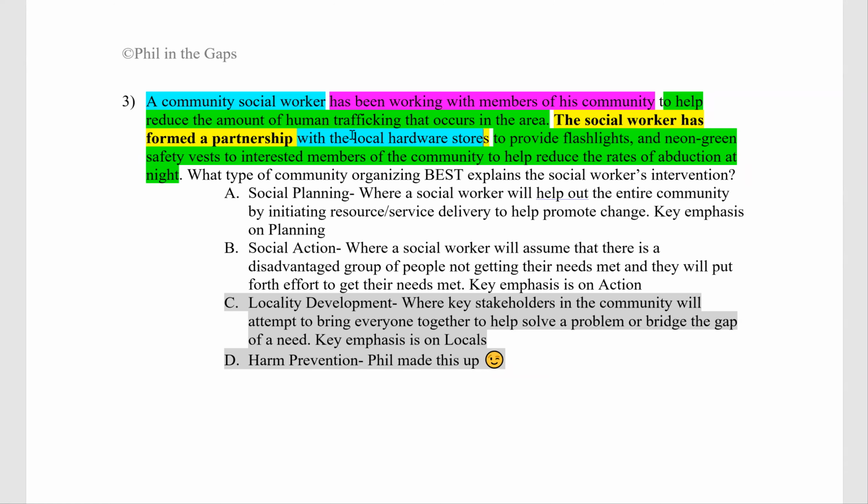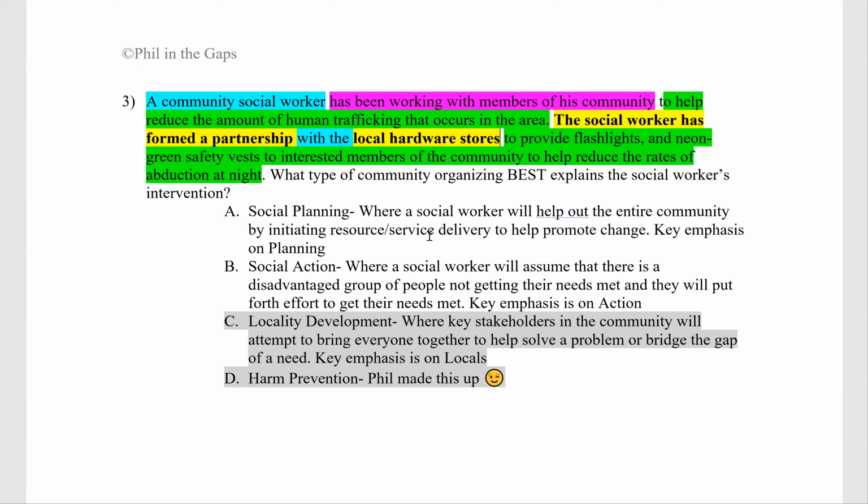So again, key emphasis on local hardware stores, plural. So it's impacting multiple groups and multiple communities. So for that reason, we're going to rule out B. Why? Because yes, we are going to be putting forth action, but the local hardware stores are going to be the ones that are delivering the services.